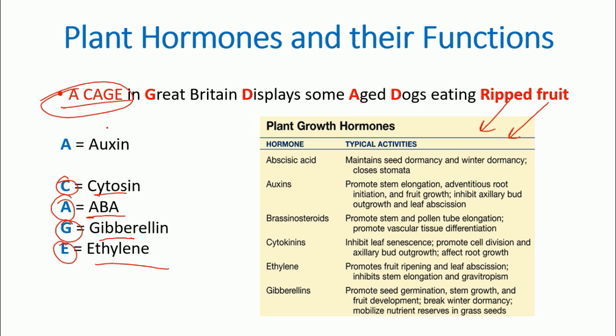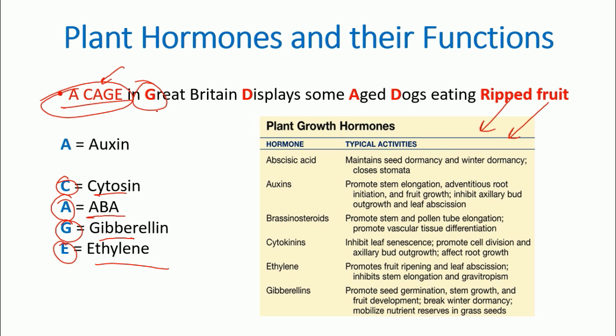So you need to know only one particular sentence: a cage in Great Britain displays some aged dogs eating ripe fruit. It's weird that dogs are eating ripe fruit, but this is a thing that you can picturize in your brain, which will be very important for you to remember. A cage in Great Britain displays some aged dogs eating ripe fruit. So go with a cage. We know all the 5 separate hormones.